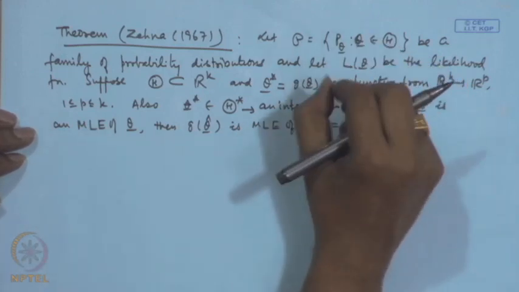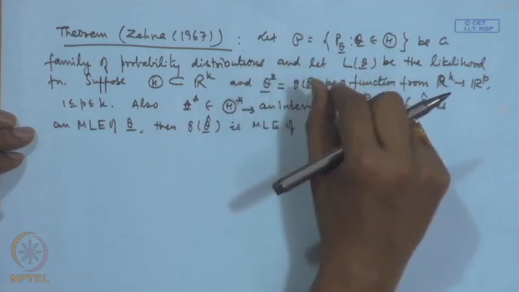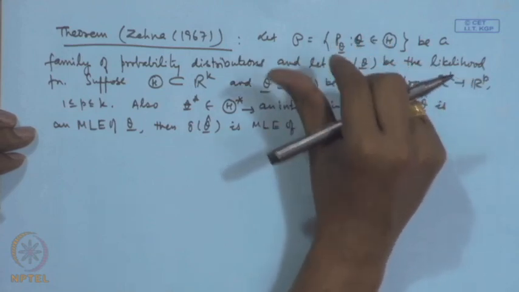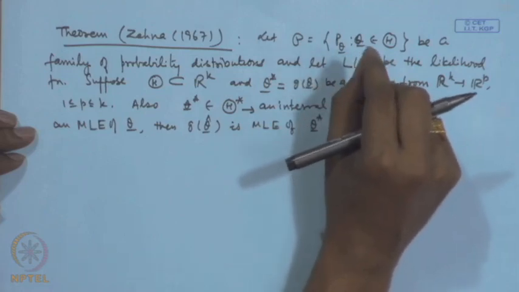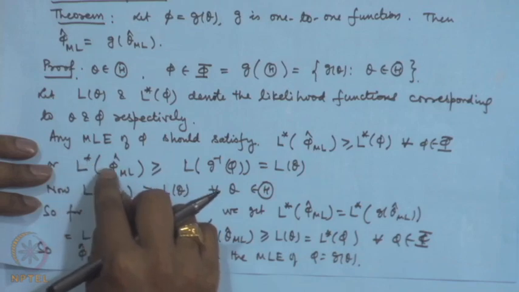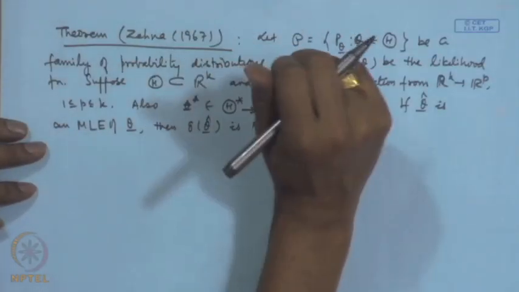The proof of this requires that for every value of g(theta), if there are several values which lead to the same value, because now the function can be a many one function, then the likelihood function for g(theta) is defined as the maximum of all those values. In the case of one to one transformation, what we have done is L(theta) is L(g inverse phi), which we call L star(phi).